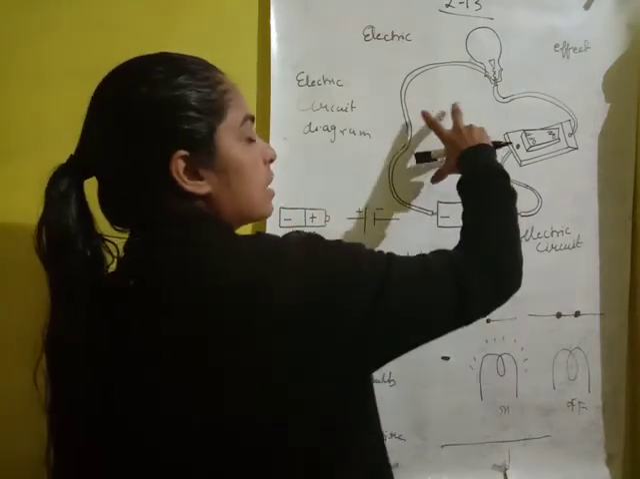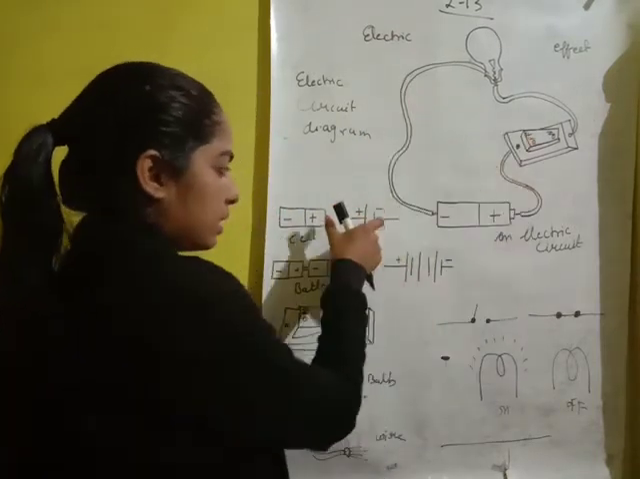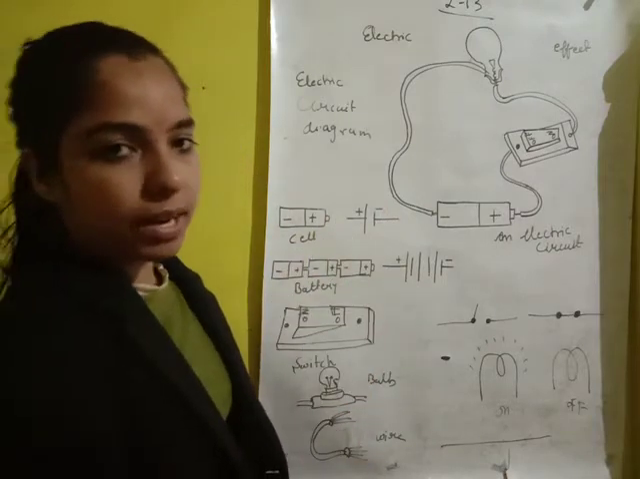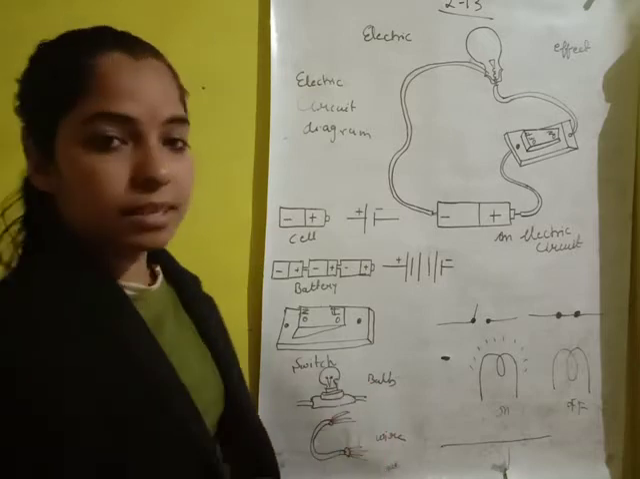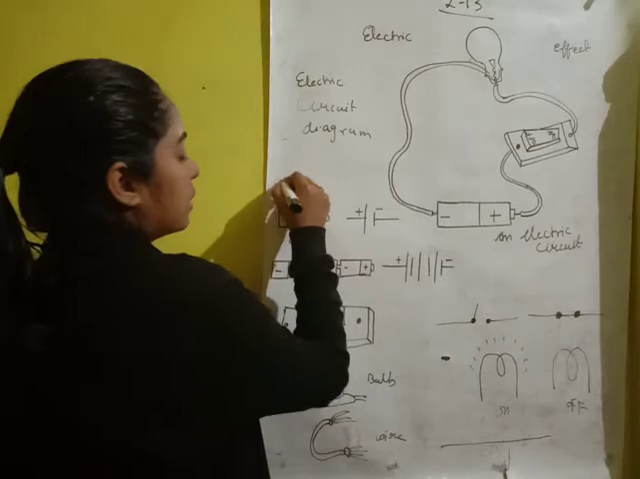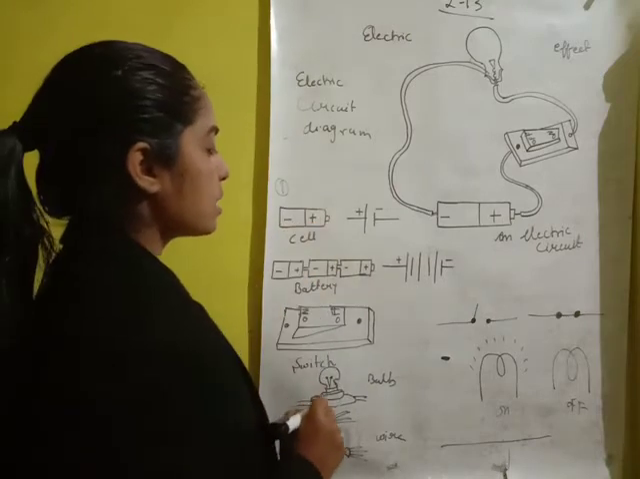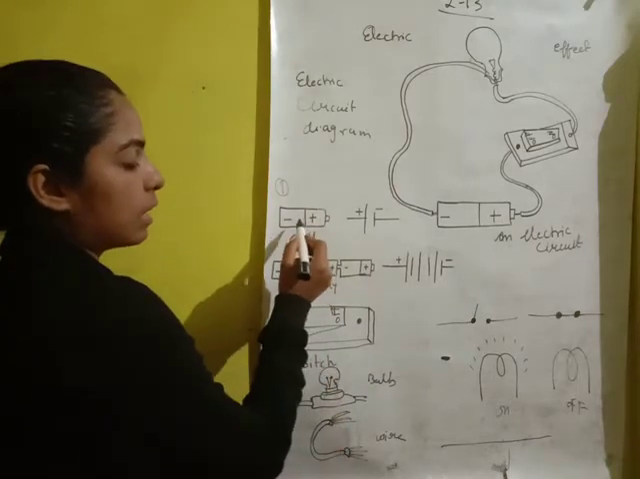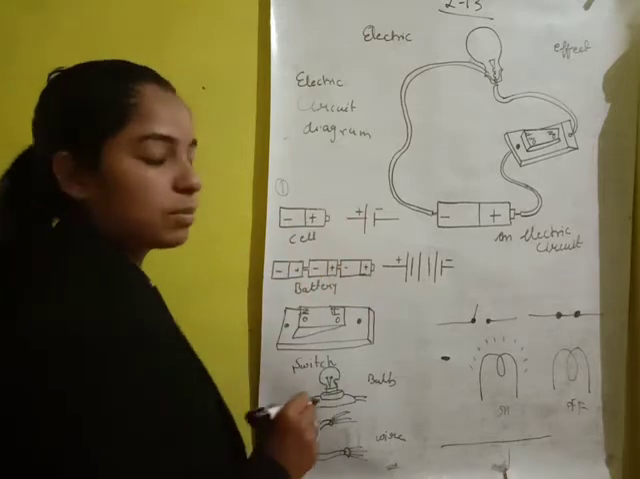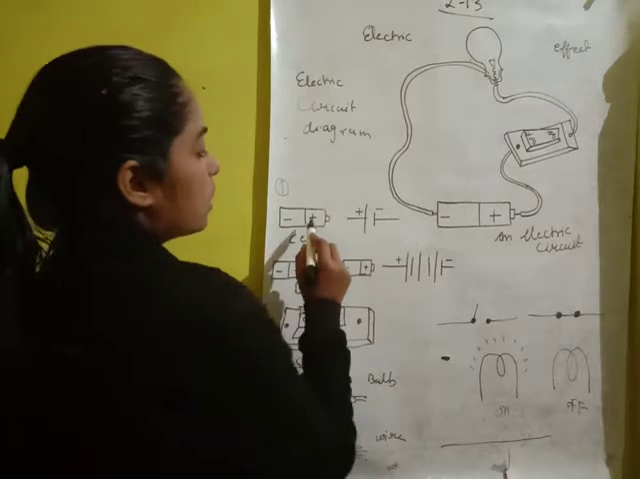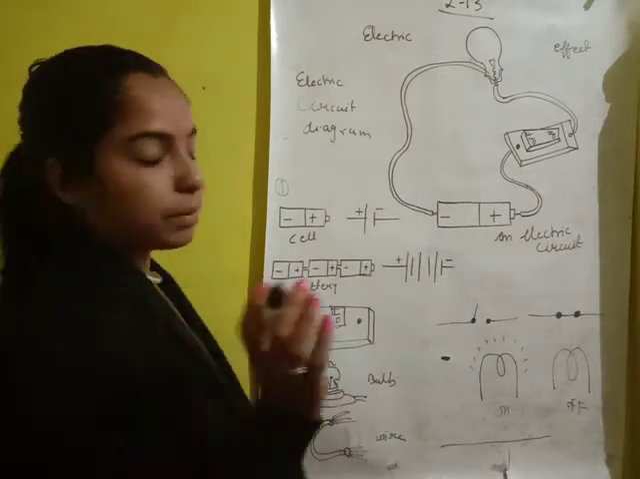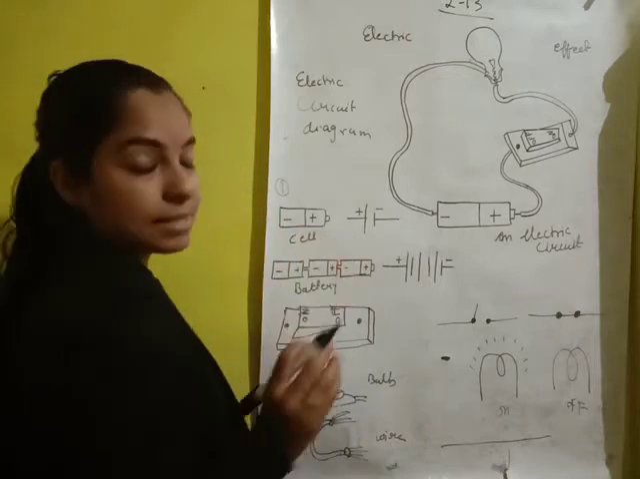This electric circuit is made up of these components. So here I am telling you what the components of an electric circuit are. The first component is a cell. What is the structure of a cell? Here you can see the positive terminal of the cell and this is the negative terminal. If you want to make the circuit diagram, you have to add the cell also.